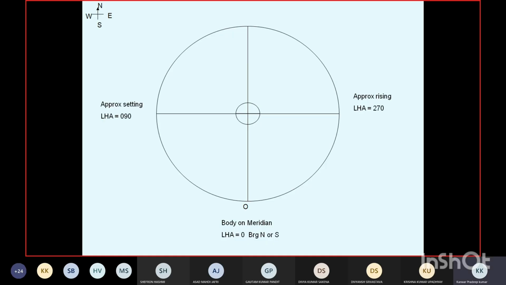LHA 0, bearing north or south. Body setting, LHA 90. Remember, I am not saying bearing 90, I am not saying bearing 270, I am saying LHA. Rising bearing will be 90, setting bearing will be 270. But we are saying LHA. LHA is measured westwards from the observer. Here LHA is 180.